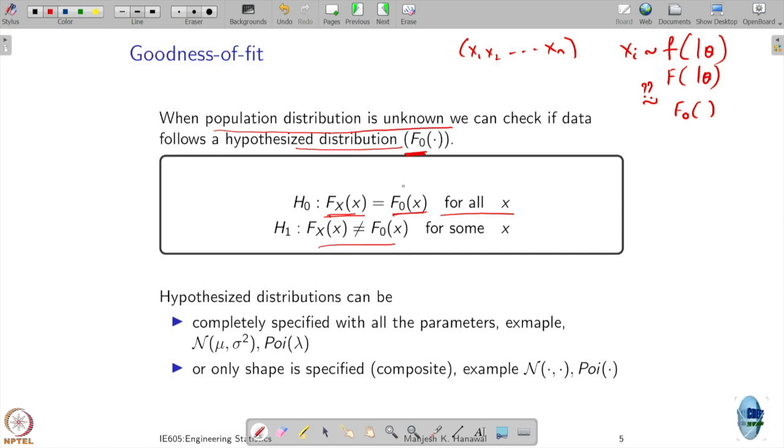Now, this hypothesis distribution can be either completely specified with all the parameters. For example, this F naught could be associated with a probability density function which is Gaussian with parameters mu and sigma square. Here the parameters are completely specified, or it could be that our null hypothesis is a Poisson distribution with parameter lambda. Or it may happen that this hypothesis distribution is only specified in terms of its shape. For example, we only know that the null hypothesis is a Gaussian distribution, that's it. We don't know the parameters, or we may just be told that it is a Poisson distribution without specifying what the parameter is.